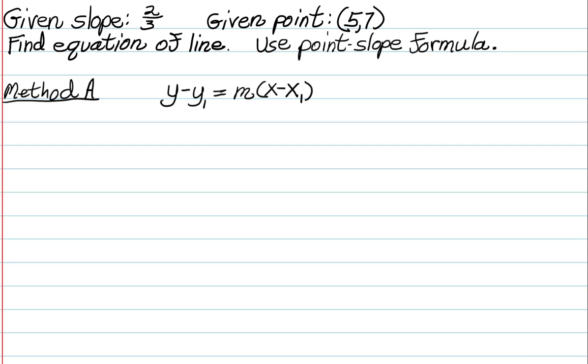The given slope is 2/3, the given point is (5, 7). We're going to find the equation of the line using the point-slope formula. So here's all this information. We're going to use what I call method A, and it's the first method I ever learned. I found that it makes working with fractions much easier because it allows you to temporarily get rid of the fractions. So let's do this.